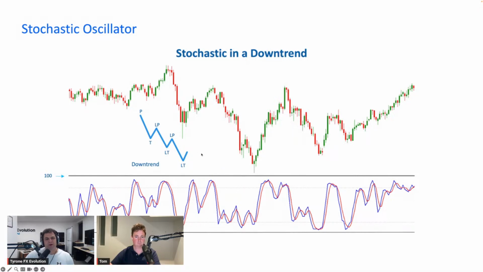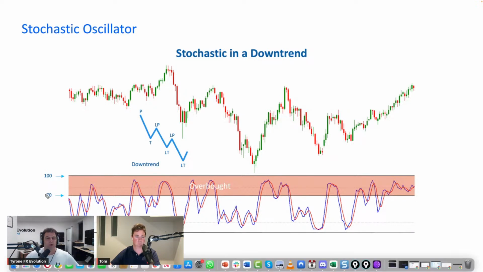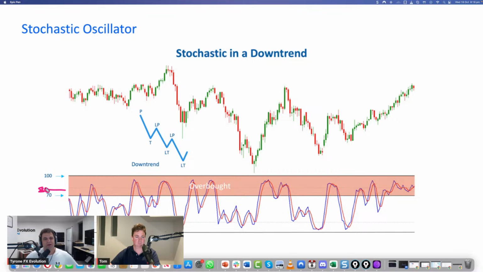So we identify that we're in a downtrend. We know that we've got a series of lower highs and lower lows in terms of price action. And the most important thing that you'll find is we need to bring the level down of the overbought level. Traditionally, when we're looking at a sideways market and we've got the stochastic on in its standard format, we've got the overbought at the 80 level and the oversold at the 20 level. But when we are using it in a trend direction, we want to bring that level down.